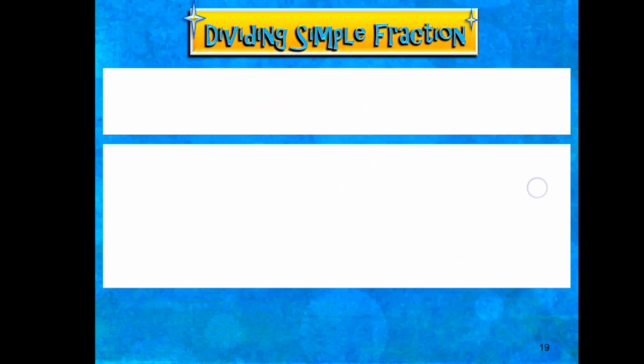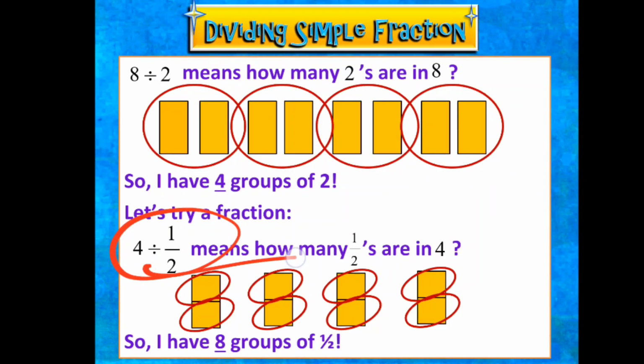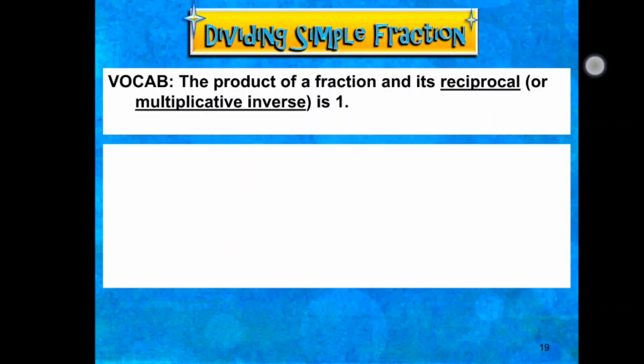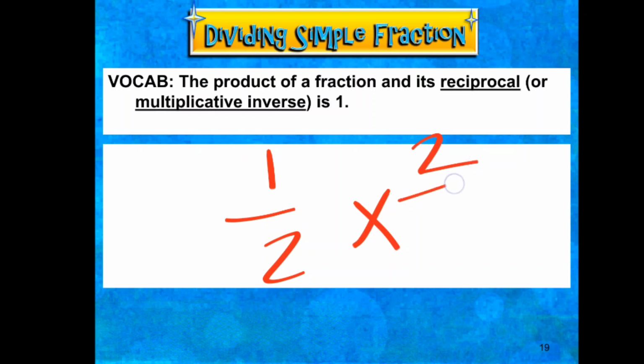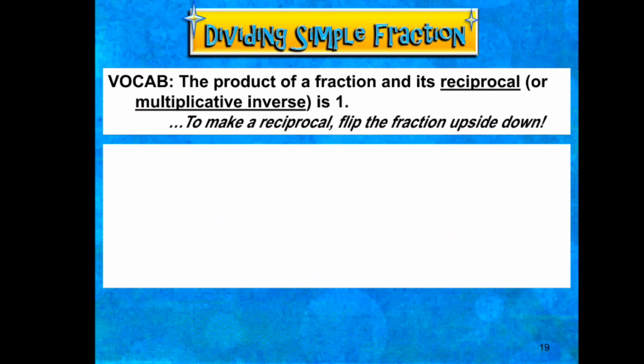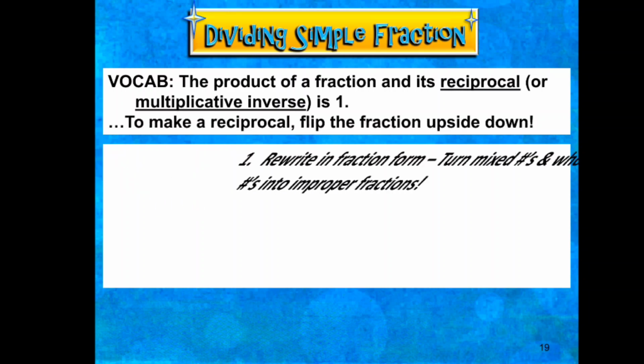But how about if we are only dealing with numbers or fractions only, no modeling? So the product of a fraction and its reciprocal or the multiplicative inverse is equal to 1. So for example, 1/2 times its reciprocal, what is the reciprocal of 1/2? It's 2 over 1. The answer, it's equal to 1. And we can confirm it from there, right? The answer is 2 over 2, and we know that 2 over 2 is 1. Okay, so to make a reciprocal, you just have to flip the fraction upside down.